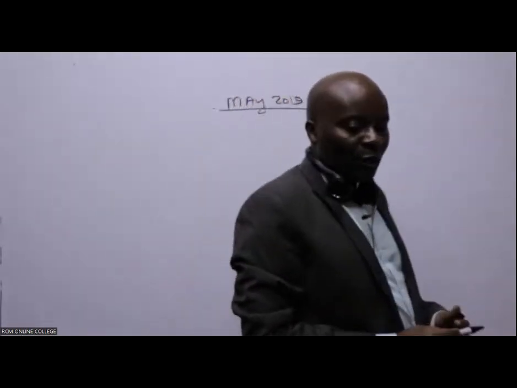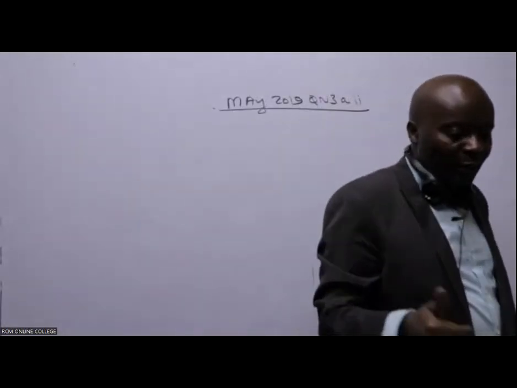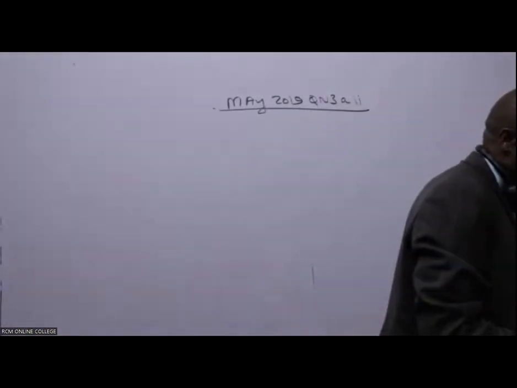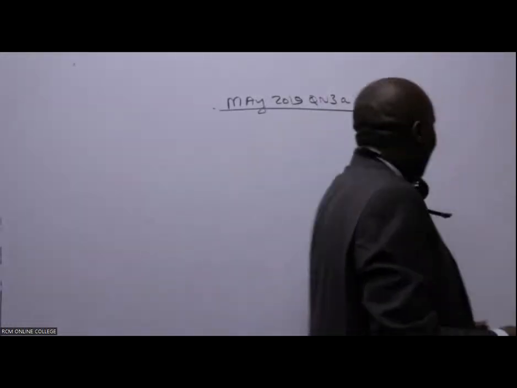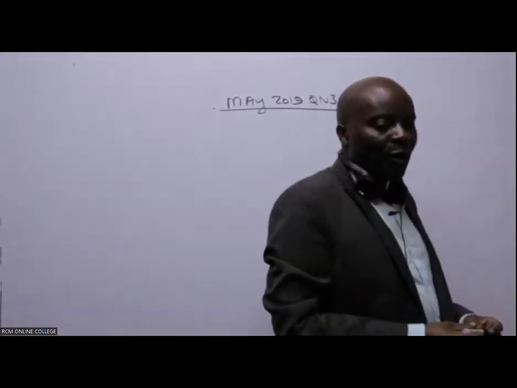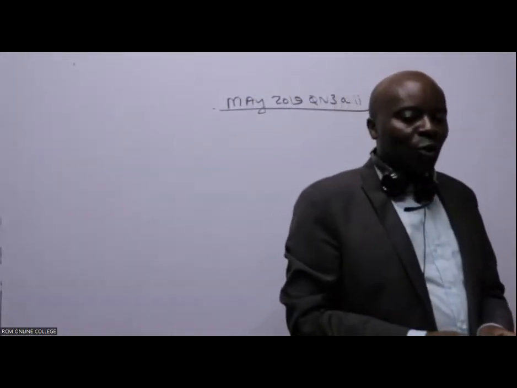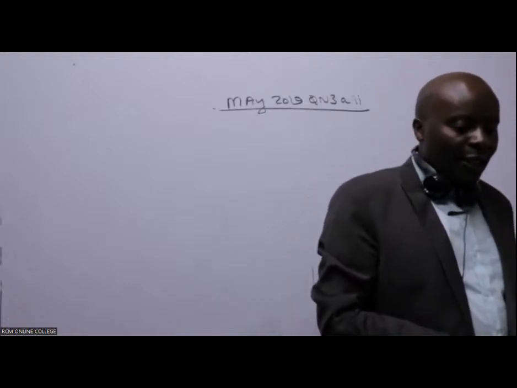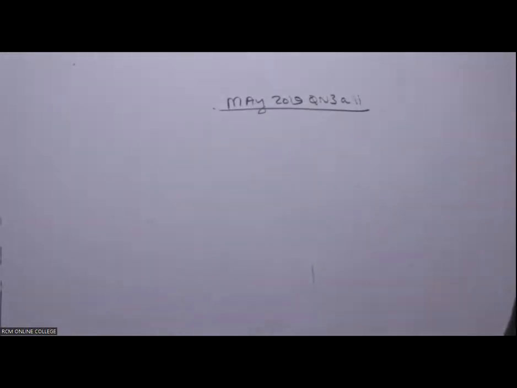So once you get the question, Paul has been able to share it here. Paul is normally quite fast. May 2019, question number 3A, Roman 2. So now I hope everybody has access to this question. Let's tackle it. Let's tackle this question slowly.